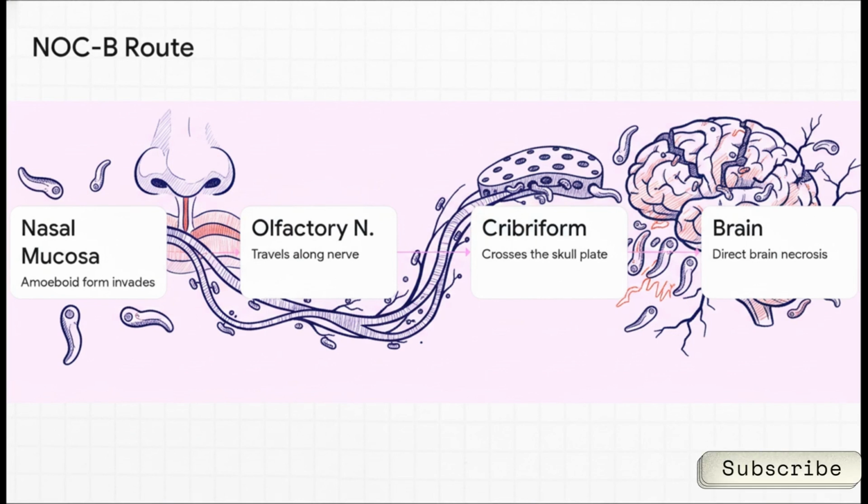You're going to want to memorize the NOCB steps for your exam. NOCB. First, the amoeboid form invades the nasal mucosa. Then, it travels directly up the olfactory nerve. It crosses that porous cribriform plate of the skull, and bam, it immediately causes severe, direct brain necrosis. It's literally digesting the brain tissue using specialized food cups. It's as terrifying as it sounds.